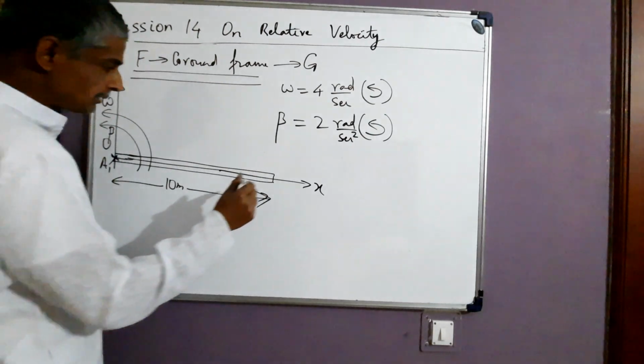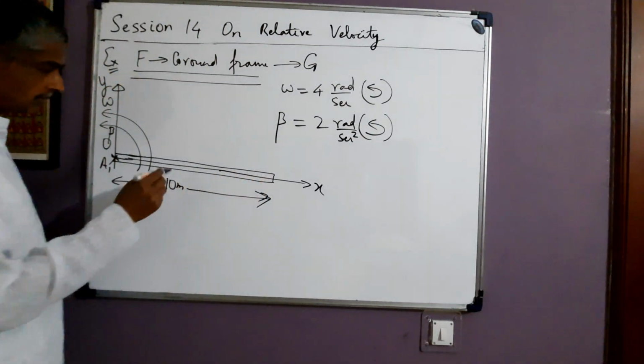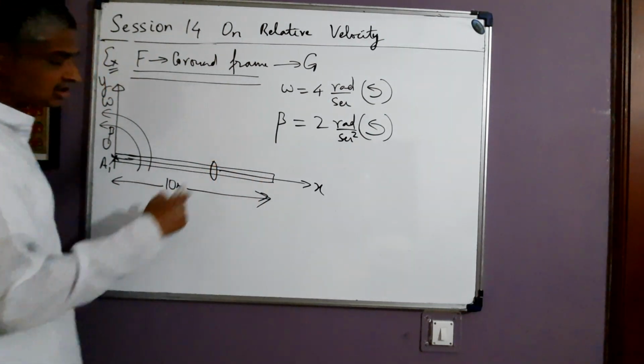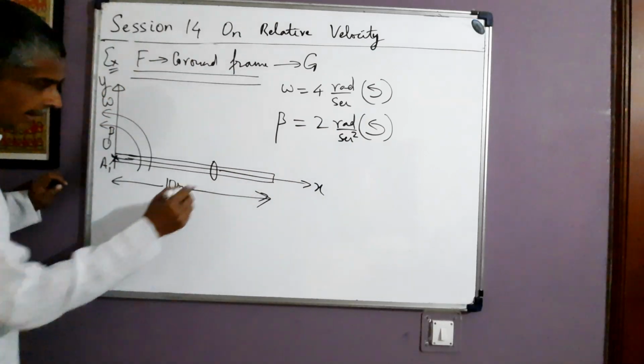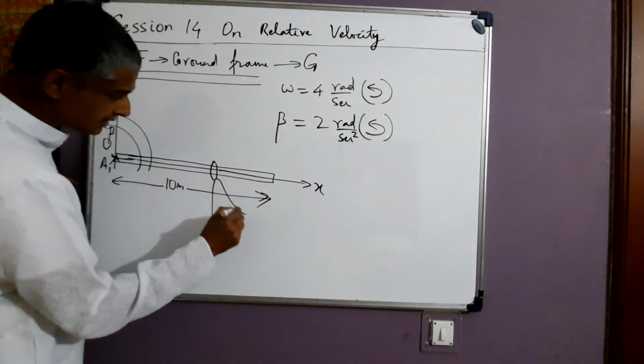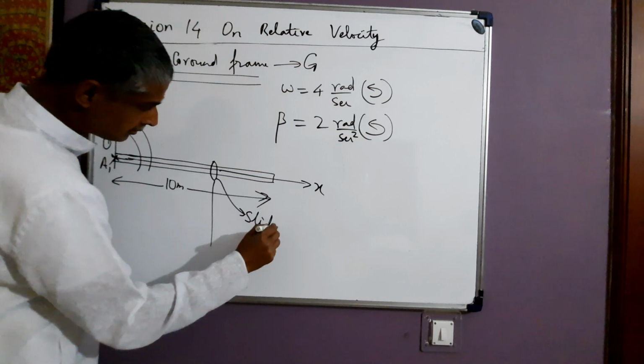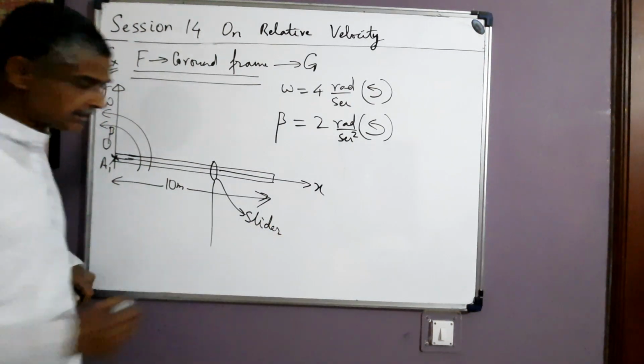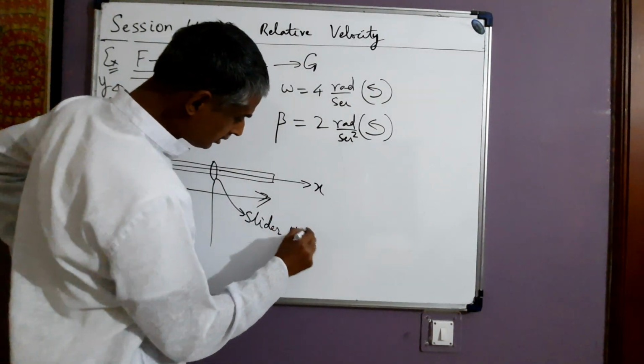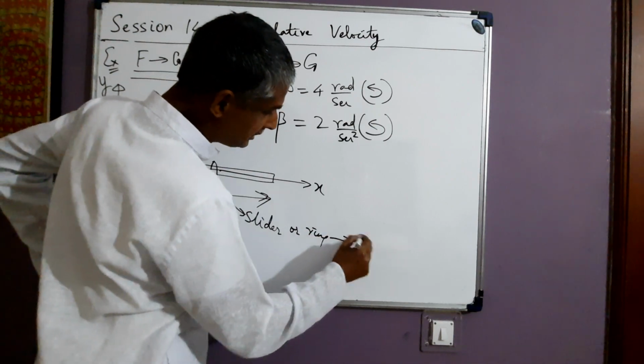One more point you have to keep in mind is there is a ring which slides along the rod. At the given instant, this is the sliding ring, the slider. We call it the slider, or a ring. We should denote it by P, say.